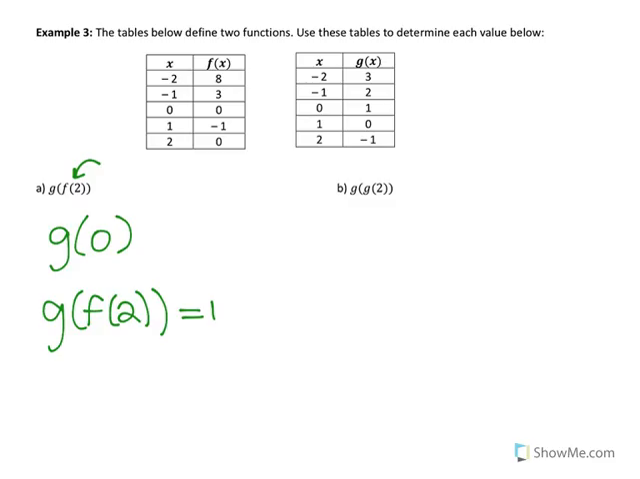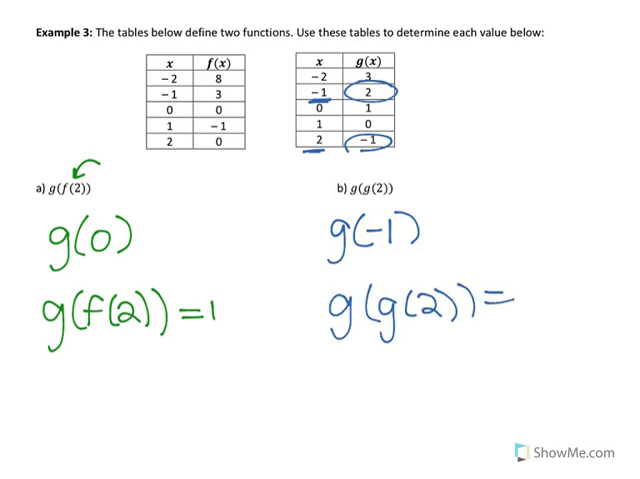We can now do this with g of g of 2. So g of 2 is negative 1. So we're going to do g at negative 1 now, which is 2. So g of g of 2 is 2. So that's for the table of values.